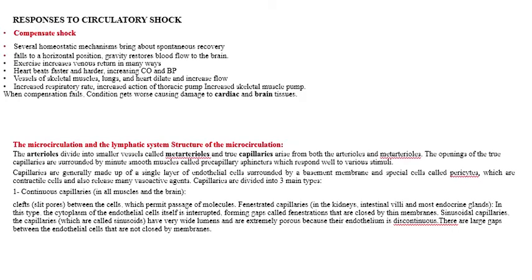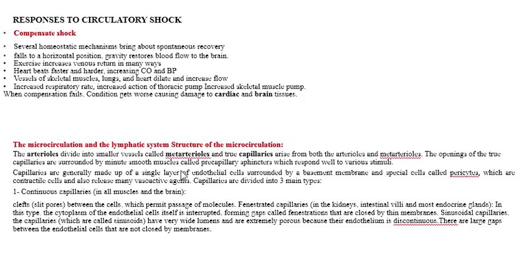Okay, so we are talking about the microcirculation and the lymphatic system. As I said, the arteriole divides into smaller vessels called meta-arterioles. The small arteries, very small arteries, are called arterioles. They become smaller to be called meta-arterioles, and then from the meta-arteriole they divide into capillaries. So the capillary is the site of the exchange.